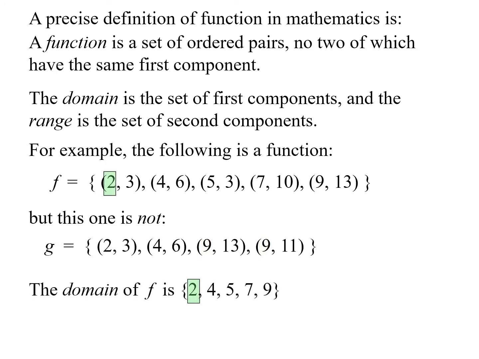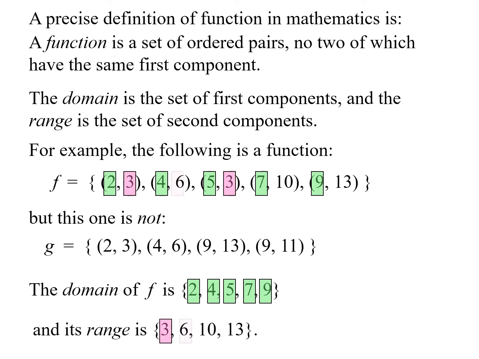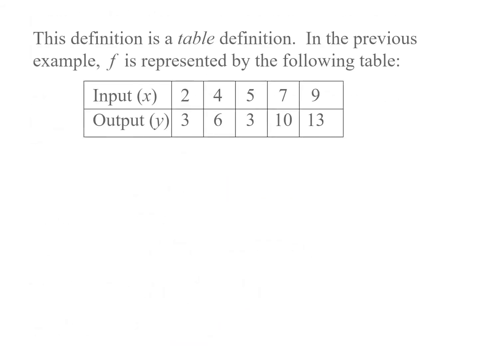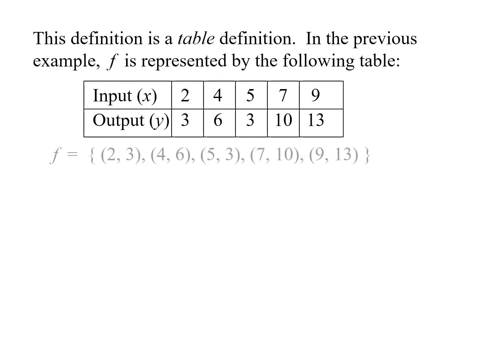The domain of f is the set of first components, or 2, 4, 5, 7, and 9. And its range is the set of second components, which are 3, 6, 10, and 13. This definition here is a table definition. In the previous example, f was represented by a set of ordered pairs, but we can represent it as a table of inputs and outputs. In other words, the ordered pairs are (2, 3), (4, 6), (5, 3), (7, 10), and (9, 13).